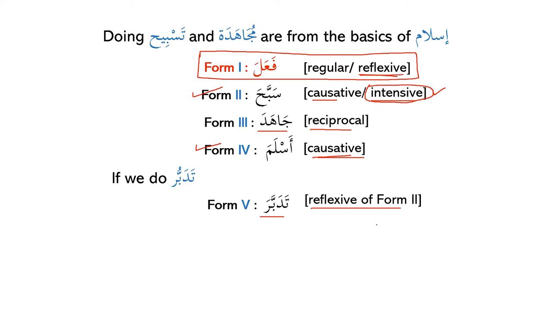Now how to memorize? Very simple. We have only one formula over here, that doing tasbih and mujahada are from the basics of Islam. Sabbaha, jahada, aslama. So of course we will start from fa'ala so that we also remember form number 1. So we will say fa'ala, sabbaha, jahada, aslama. Doing tasbih and mujahada are from the basics of Islam. Fa'ala, sabbaha, jahada, aslama. If we do tadabbur, and then we have form number 5, tadabbara, and inshallah when we move on, we will also continue our formula as well.